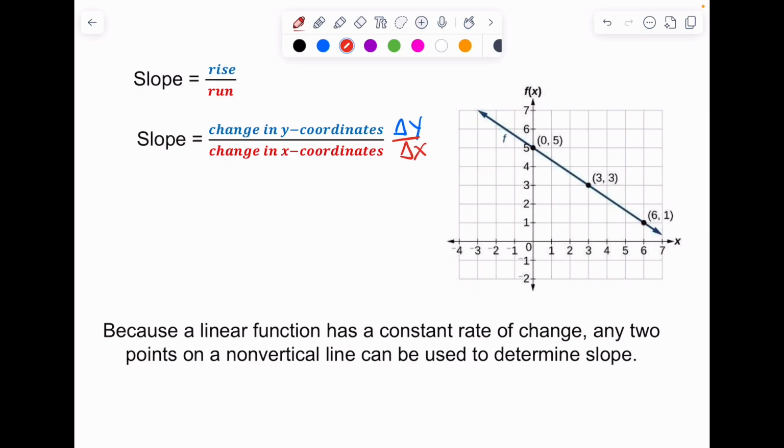We can also refer to it as your rise. How is the graph moving up and down over the run? How it's going side to side. And because a linear function has a constant rate of change, any 2 points on a non-vertical line can be used to determine the slope. I could pick those 2. I could pick the non-corner points, although that's not common. I could pick these 2. You can pick any 2 points on the line to determine the slope.